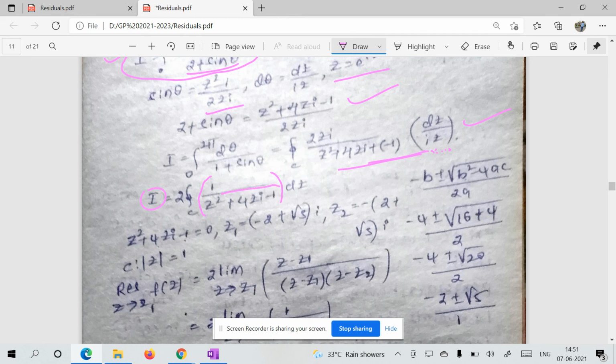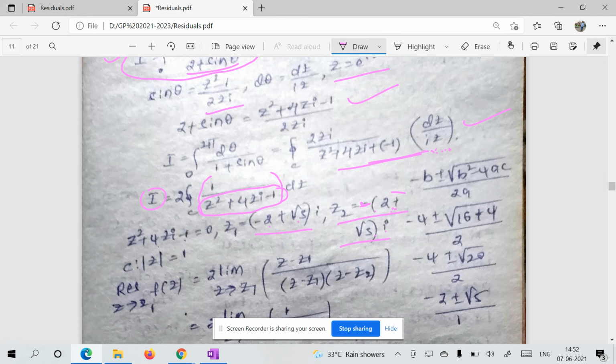By equating this to 0, we get some points. At those points we have to find the residues. So z square, 2 points we can get, z1 and z2. This is z1, this is z2. So minus 2 plus root 3 and minus 2 minus root 3, we get 2 points. Okay, she has written it. Minus 2 minus root 3, yes, she has taken. Minus 2 plus root 3, if I is there, here also I.